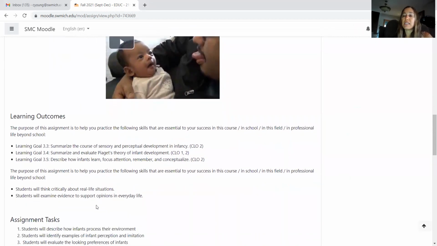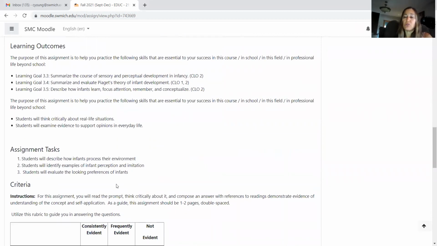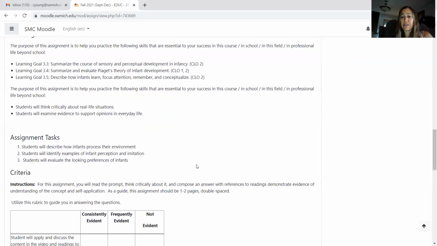But what I want you to do is really think about what babies are able to take away from their environment. So how do they process their environment? What are examples that you can pull either from real life or from some of these videos that tell us how infants perceive and imitate things? And lastly, what about the looking preferences? Your text will talk to you about Fantz's studies and how he found that babies actually prefer to look at the human face. I want you to think about that and really describe how you feel that babies are able to process the world, even though they may not necessarily be able to communicate about their world.